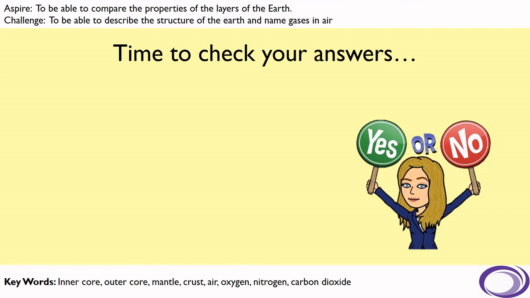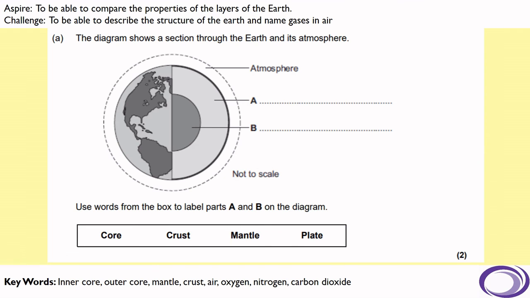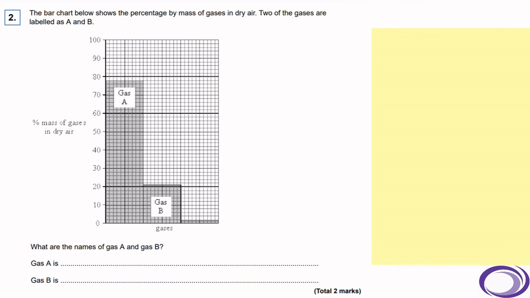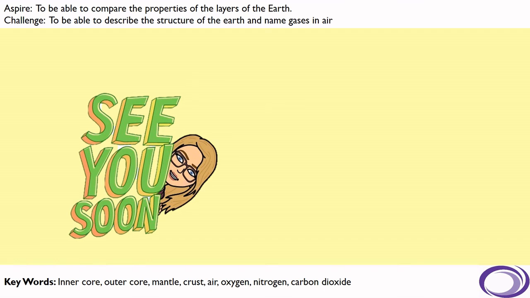So now it's time to check your answers. When you were asked to name parts A and B of this diagram, A was the mantle and B was the core. Using the graph to name gas A and gas B, because gas A is about 78% when you read it off the graph, gas A is nitrogen. Gas B is around 21% if you read off the graph, which means that gas B is oxygen. Now that's everything from me this lesson, and I will see you soon.